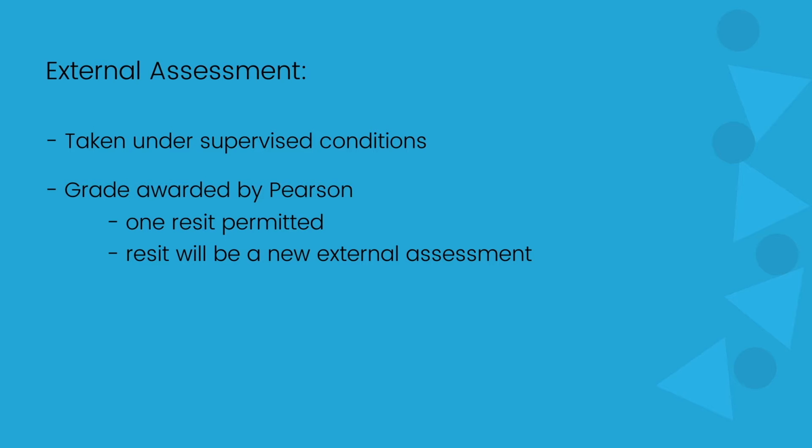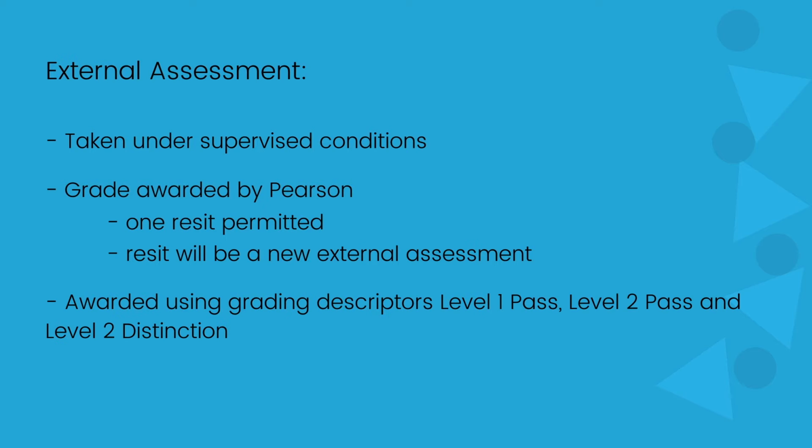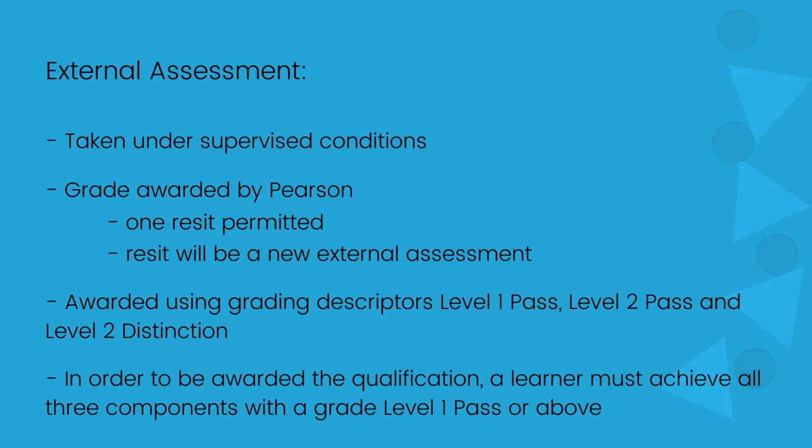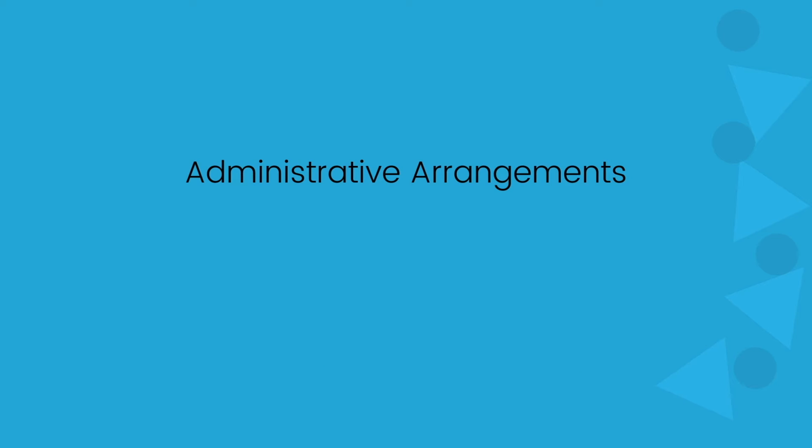The externally assessed component is marked and awarded on a continuum using grading descriptors set at Level 1 pass, Level 2 pass and Level 2 distinction. In order to be awarded the qualification, a learner must complete and achieve all three components with a grade Level 1 pass or above. Administrative arrangements.